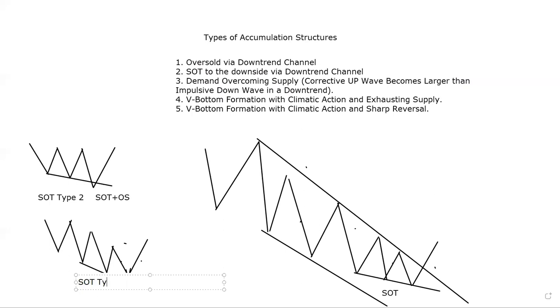So we call this SOT type 3. Now, what you will observe here on the third SOT. Where will you see the high volume? Our condition is that we will see high spread and high volume. So where will you see the climactic action? The climactic action will be seen on either touch 2 or touch 3. Either on this one or on this one.